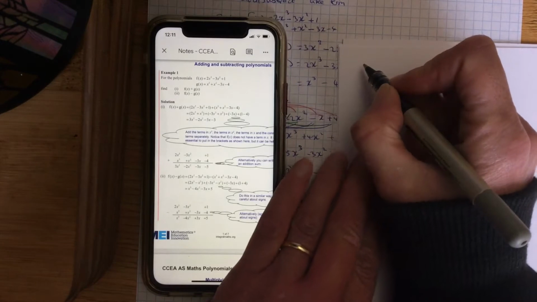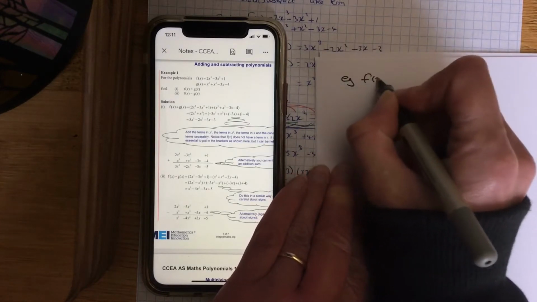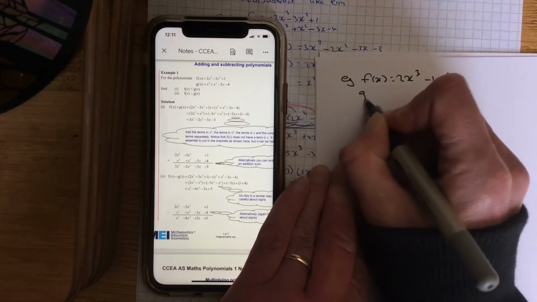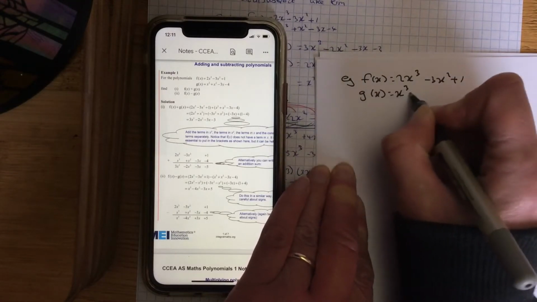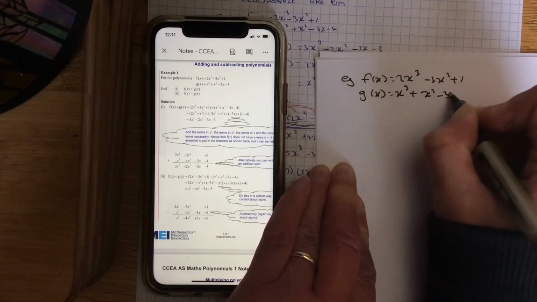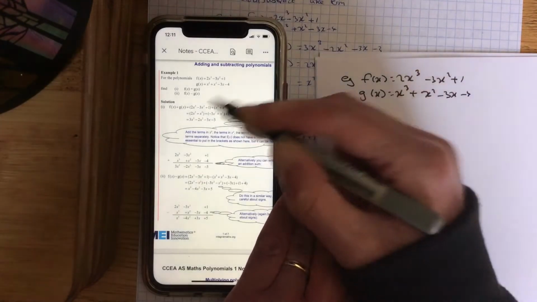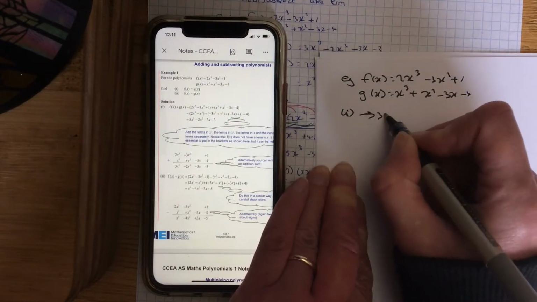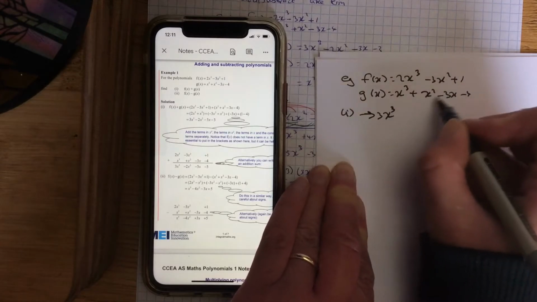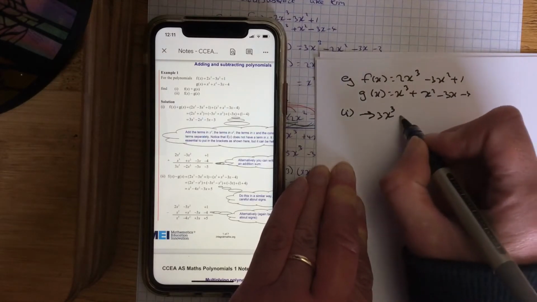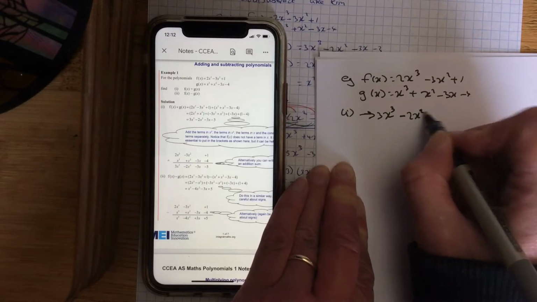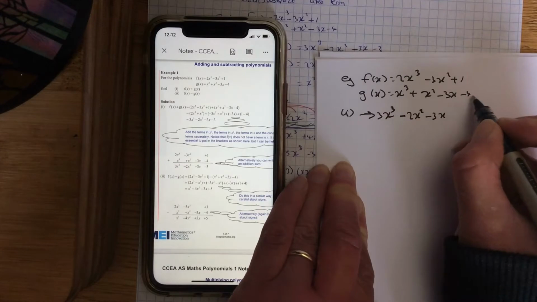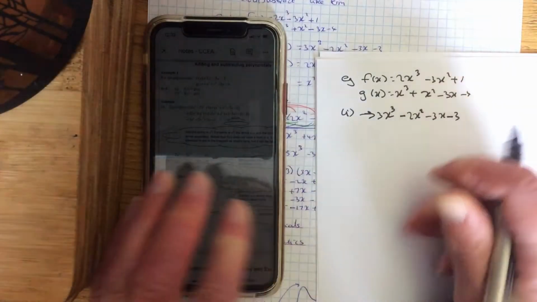It's dead easy. So for example 1, I have got f(x) equals 2x cubed minus 3x squared add 1. And I get g(x) equaling x cubed add x squared minus 3x minus 4. First question just wants me to add them. So just add the x cubes together. So 3x cubed. Add the x squared, so minus 3x squared add 1x squared is minus 2x squared. Add the x's, so it's just minus 3x. And then add the numbers. 1 minus 4 is minus 3.